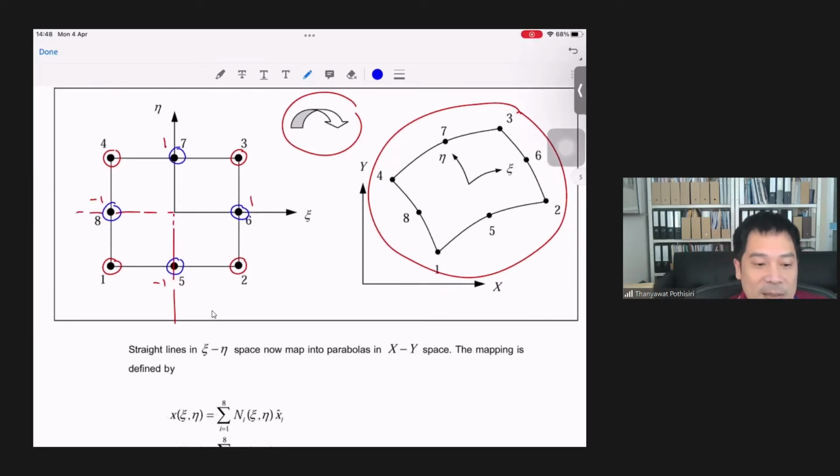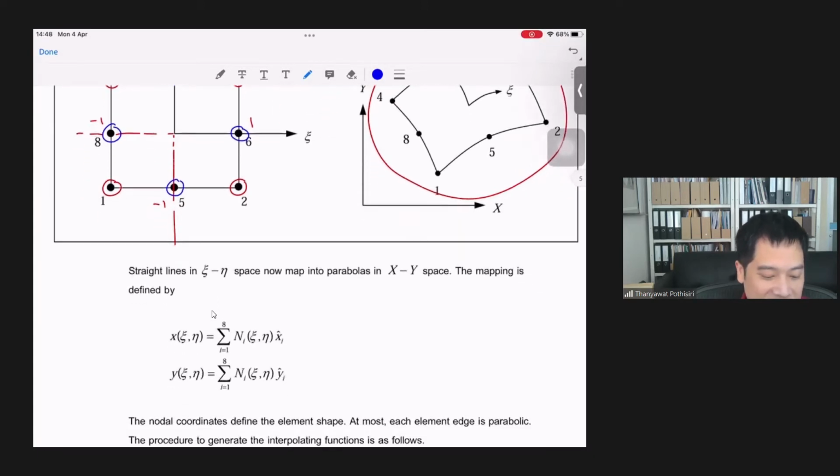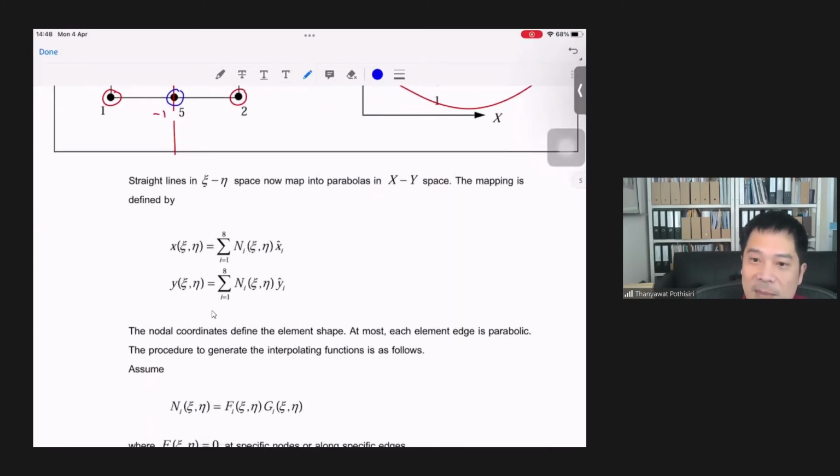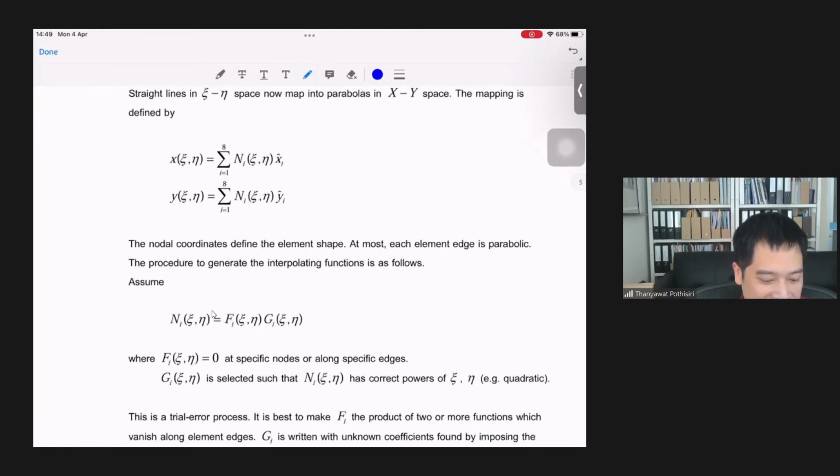So for higher order elements, how do we obtain the shape functions for this element? The easiest way to obtain the shape function for this element is by decomposing the shape function into a number of different functions. In this case, we're going to decompose our shape function into 2 separate functions multiplying with each other.